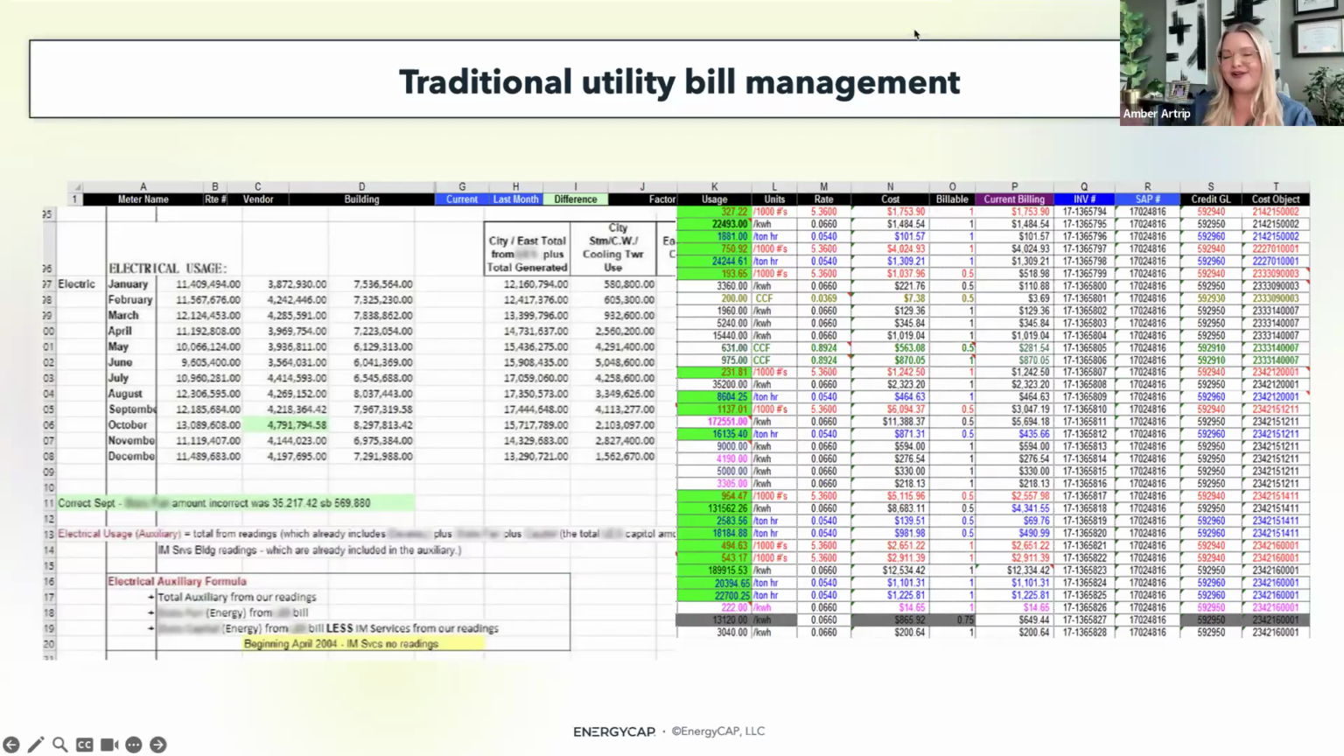Tell us a little bit about what we're looking at here and how people are managing their utility bill data today? Yeah, happy to. So just to give a little background, I've been with our company for over 20 years now, and I've heard from a lot of organizations over that time about how they're managing all their utility information.